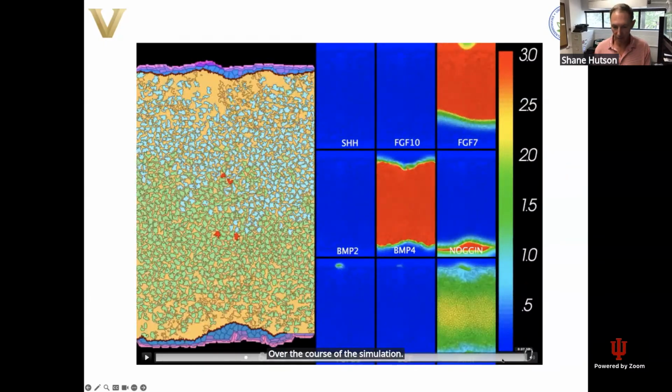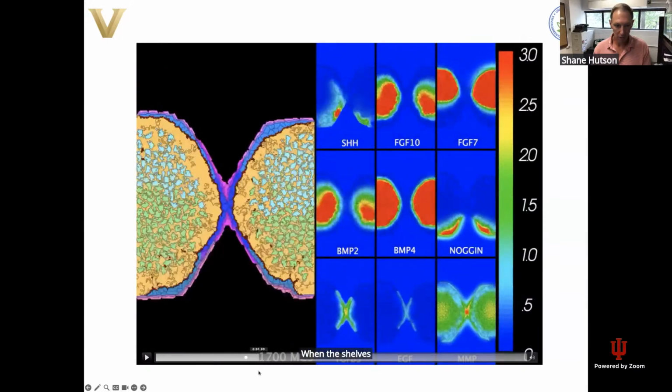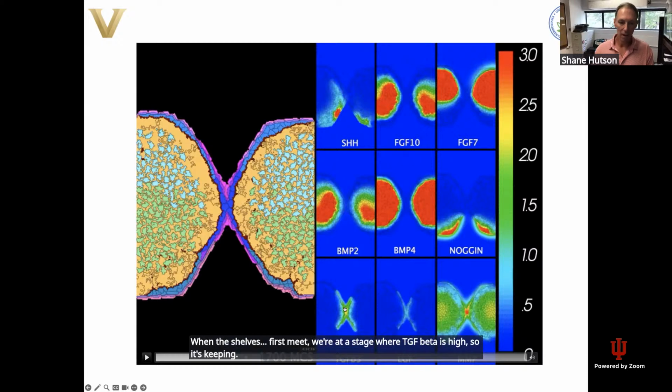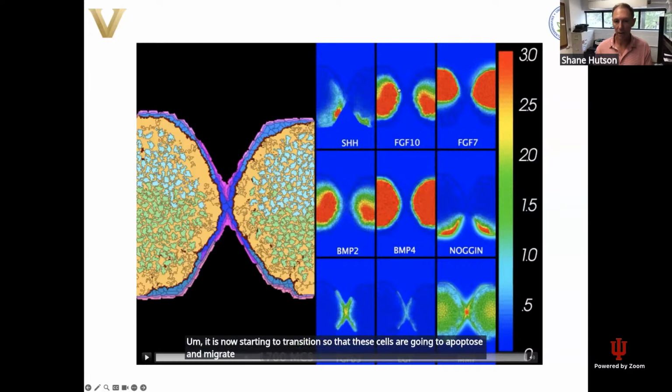And notice in particular, if I scroll back through this, when the shelves first meet, we're at a stage where TGF beta is high. So it is now starting to transition so that these cells are going to apoptose and migrate out of the way. And you can see this forward feedback loop between sonic hedgehog secreted by the epithelial cells and FGF10 secreted by the mesenchymal cells.